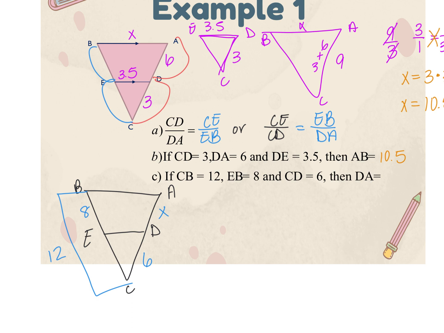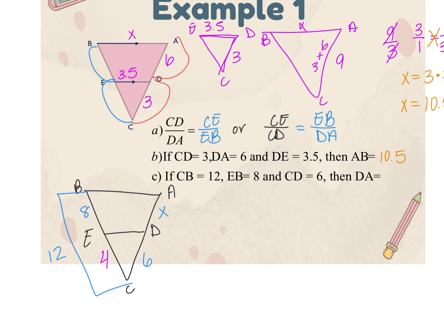So how would I find out EC? How would I find out this measure right here? 12 minus 8. Good, 12 minus 8, and what do I get? 3. 4. Close, yep, 4. Okay, so looking at this, I can use the setup of A to solve for C. Why can I use the setup for A? Because they're giving me all my sides. Okay, B was not giving me the sides. B was giving me the sides and my base.